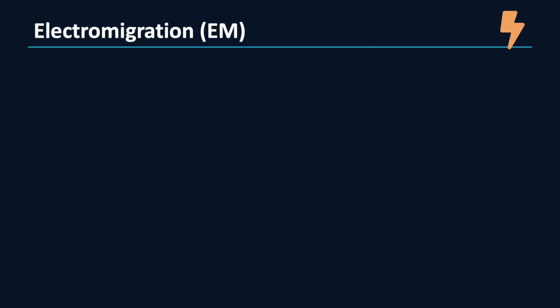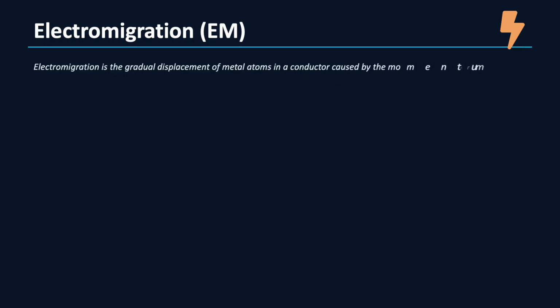Now, let us cover each of the failure mechanisms of the wear out phase. First is the electromigration, or EM. So what is EM? Electromigration is the gradual displacement of metal atoms in a conductor caused by the momentum transfer from electrons to metal ions. It is a leading wear out mechanism in copper or tungsten interconnects.